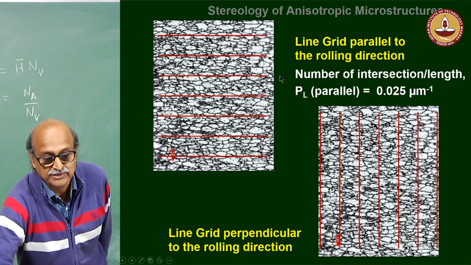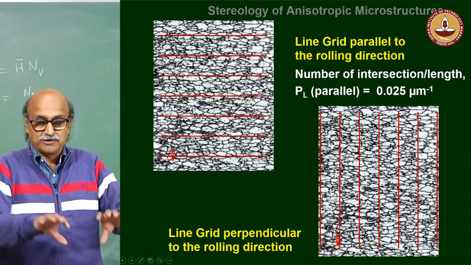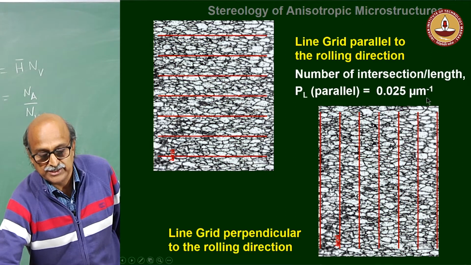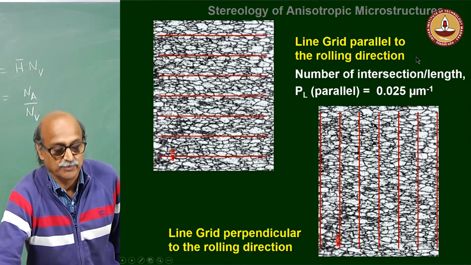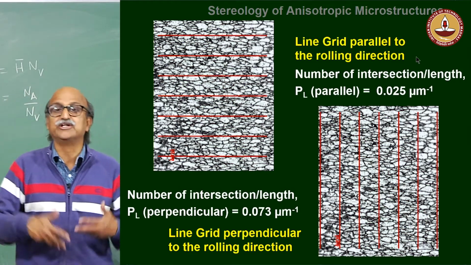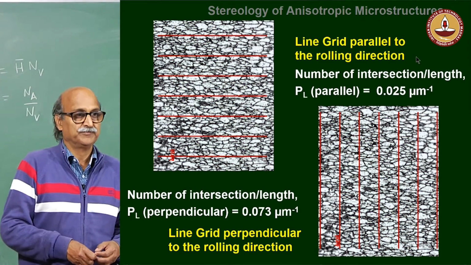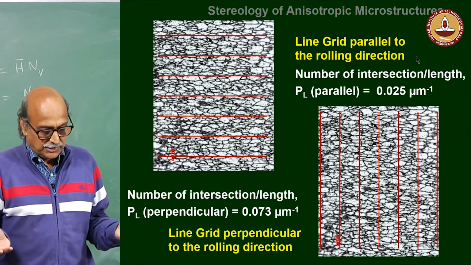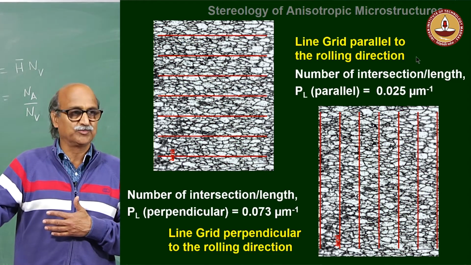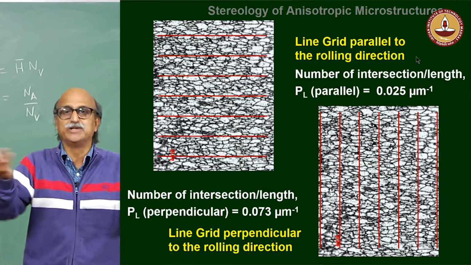And in fact, the number of intersections per unit length, PL parallel, means parallel to the orientation direction, and this is my orientation direction. Then I get PL to be 0.025 per micron, and in the vertical direction I get almost 3 times this number, 0.073 per micron. Obviously, if I use the parallel orientation, I will get some value of boundary length per unit area. If I use perpendicular, I will get some other boundary length per unit area, and both will be incorrect.